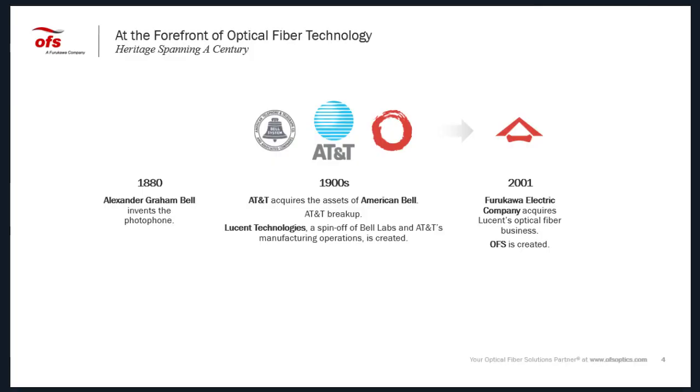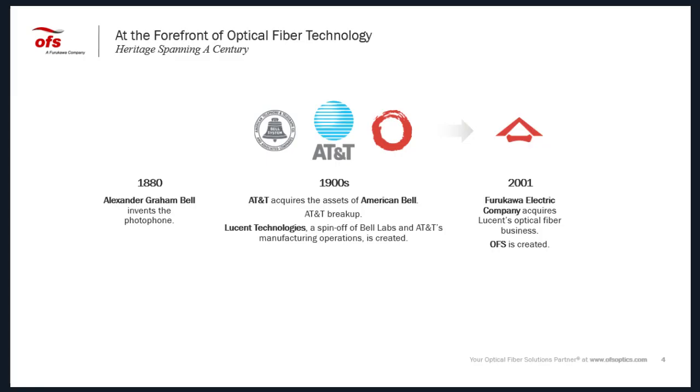So let's talk a little bit about the history of OFS. In the 1880s, Alexander Graham Bell invented the photophone. The photophone, for those who don't know, is a telecommunications device that allows transmission of speech on a beam of light, not on an electrical cable. The experiment was done in June 1880, where Bell's assistant transmitted a wireless voice telephone message from the roof of the Franklin School to the window of Bell's laboratory, some 230 meters away. That was the first test done using the photophone.